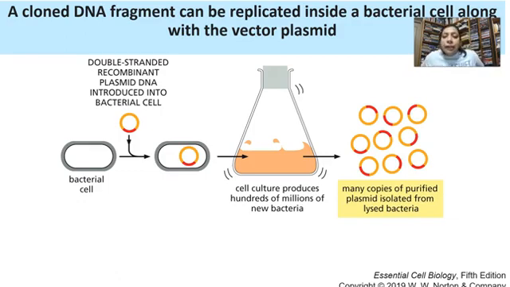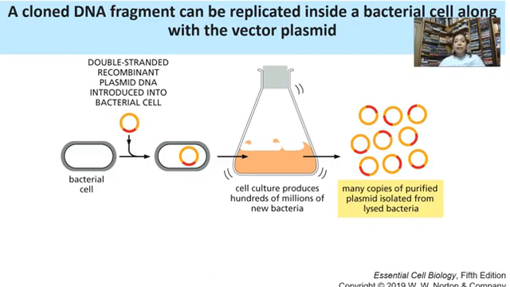Once you have created your cloned DNA fragment inside a vector, you want to have lots and lots of copies of it typically to work with, so that you can do the work downstream. This usually requires that we introduce this particular vector inside a bacterial cell, and we do that by transforming our cells, right, with this particular double-stranded recombinant plasmid DNA.